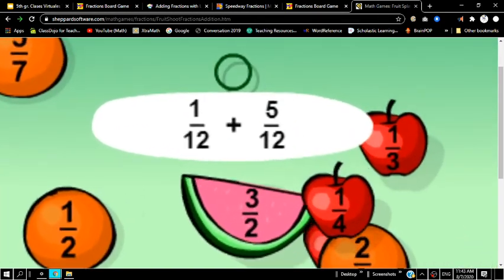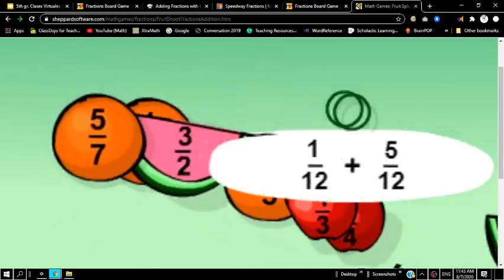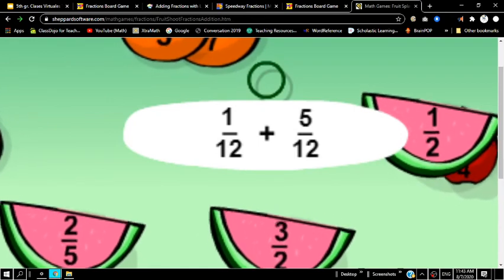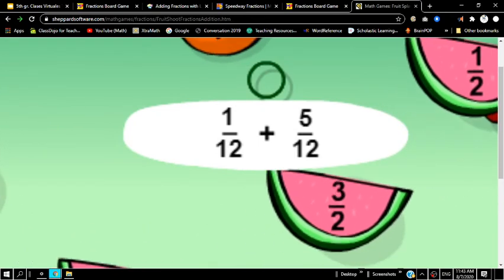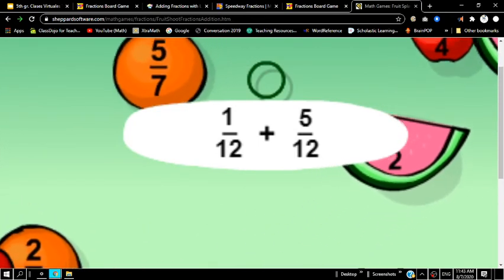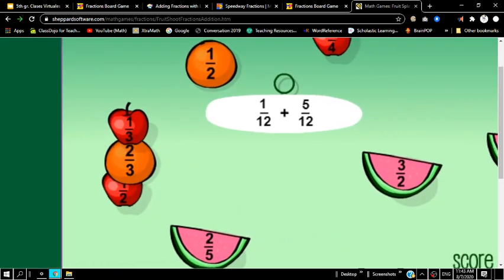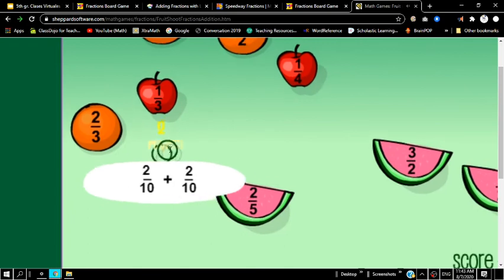For example, 1/12 plus 5/12, and then you need to find the fraction that is the answer. So 1/12 plus 5/12 equals 6/12. And 6/12 is the same thing as 1/2. So we need to find 1/2. Where is that answer? There it is.